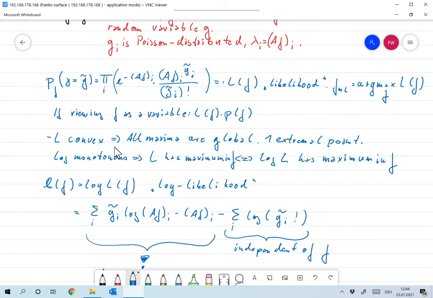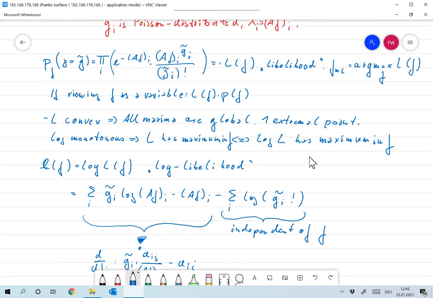Okay, so it can be shown that minus L is convex. So minus L has a unique minimum. The maximum of L is global, all maxima of L are global, and actually there's only one maximum. So it has only one extremal point. And so if we find one maximum, or at least one extremal point, then it must be a maximum. Okay, so that's nice.